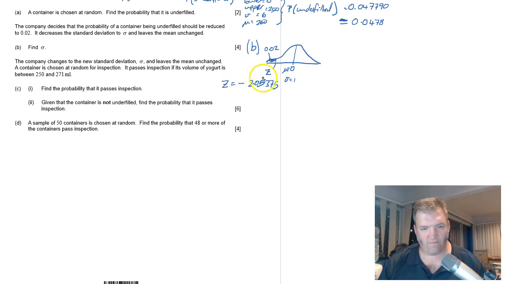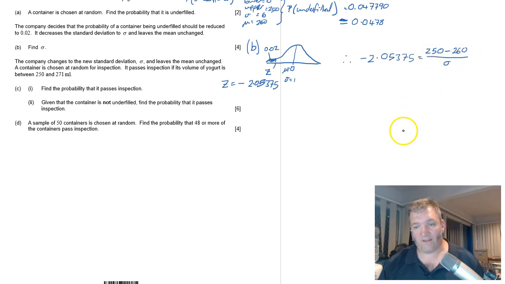So it's a z-score of negative 2.05375. Negative 2.05375 is going to equal the 250. If they're below 250, they're underfilled, so that hasn't changed. Minus 260 divided by the standard deviation. Okay, I am going to multiply by the standard deviation and divide by negative 2.05375.